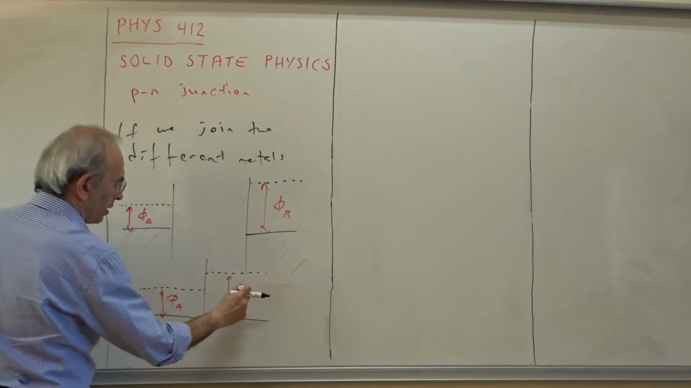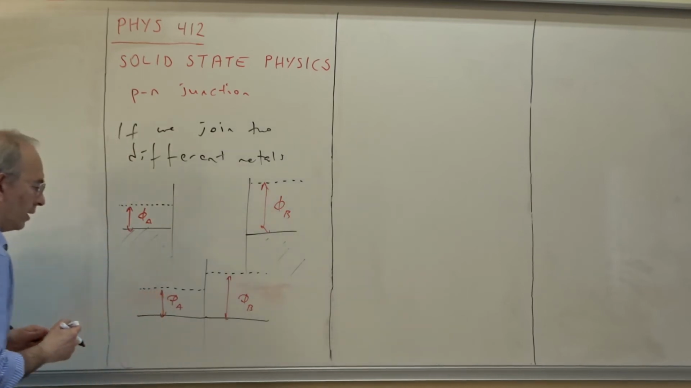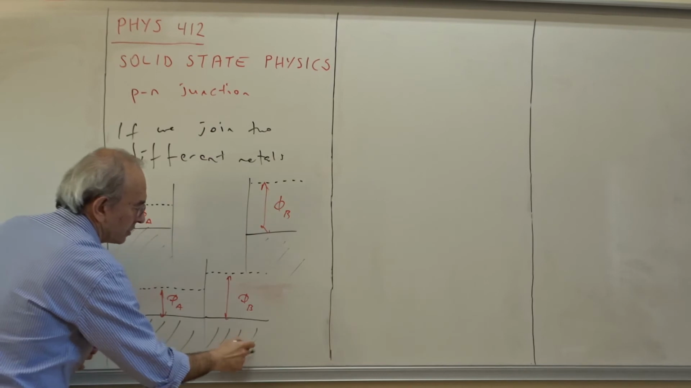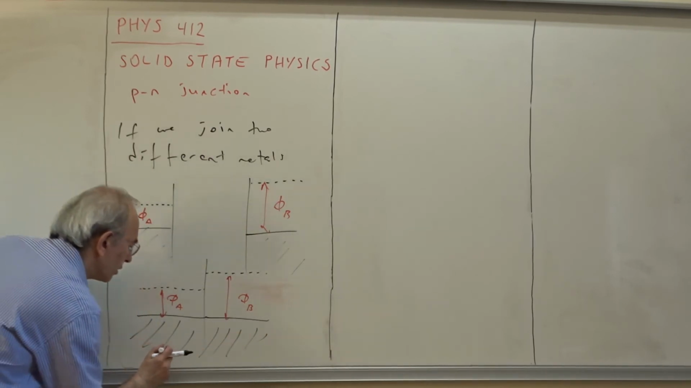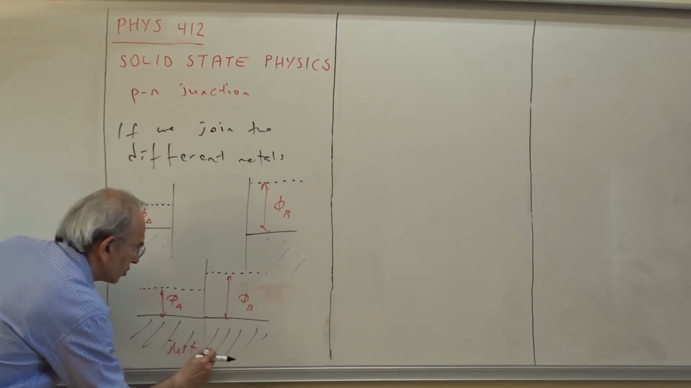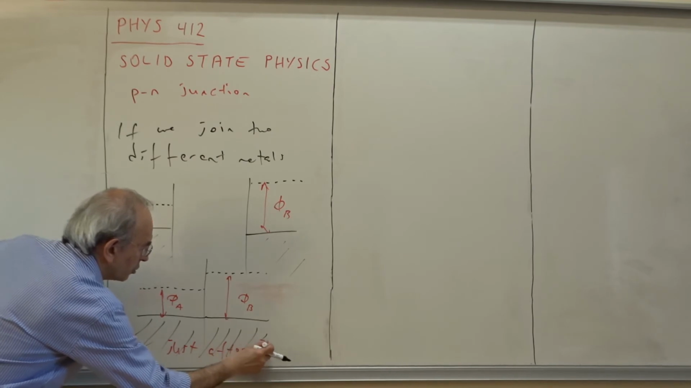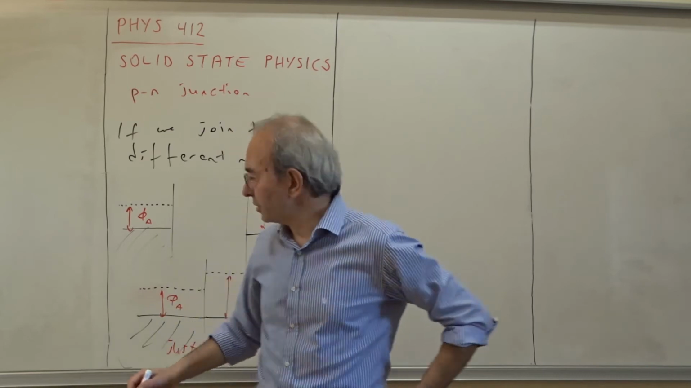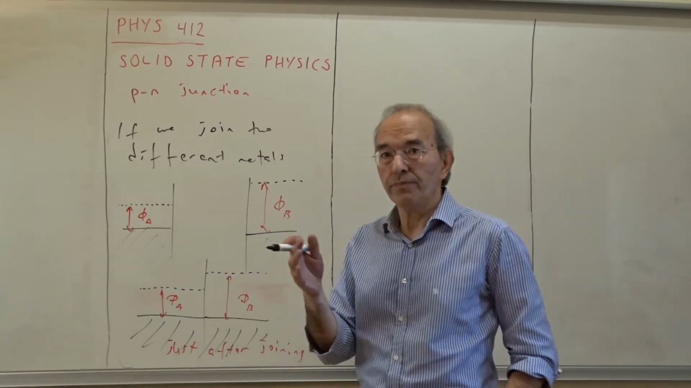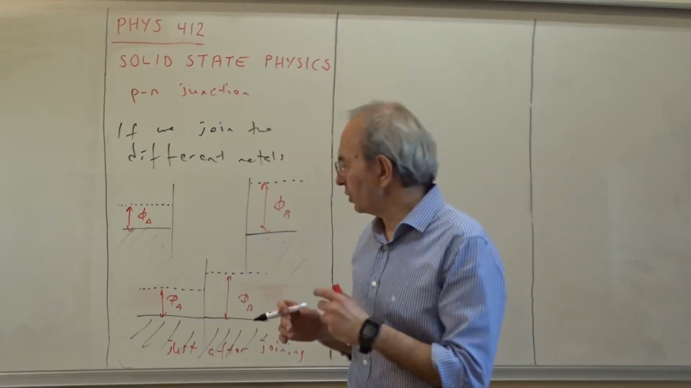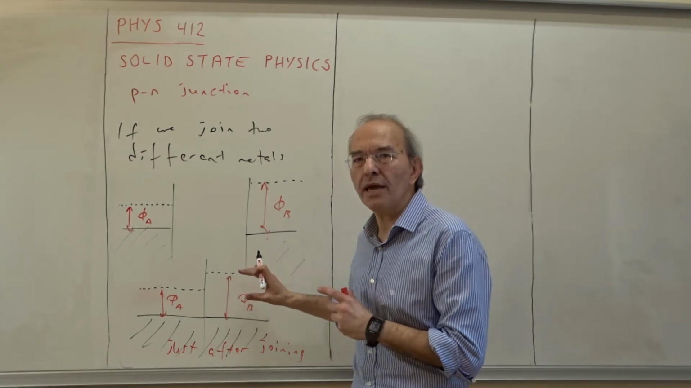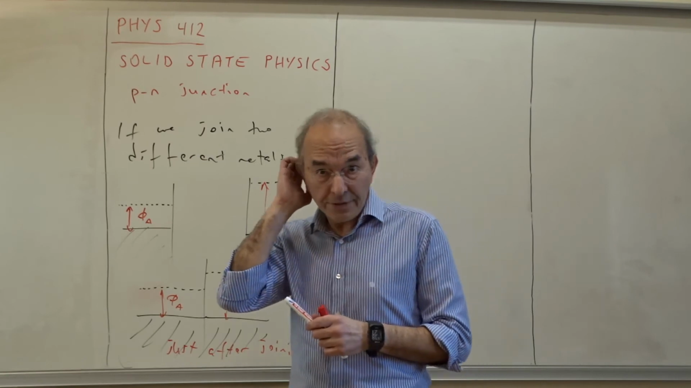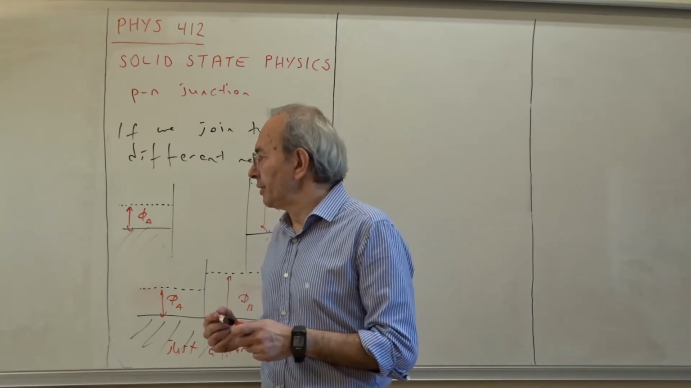Phi sub A, phi sub B, and just after these are the field states. This is just after joining. But this second case is not stable because it is impossible to remain as it is. What will happen immediately is the following.